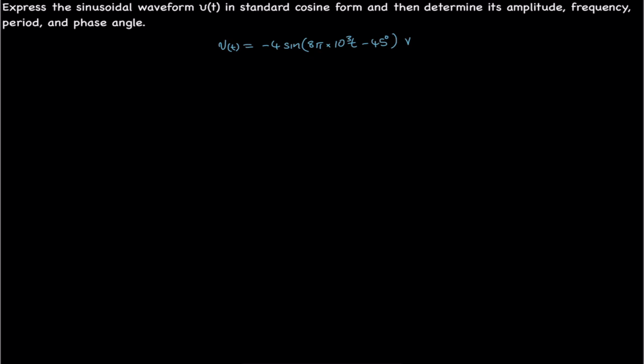So to do this, we would want to use a useful trigonometric identity, and that is to express a negative sine to positive cosine. The identity that we should use is cosine x equals plus or minus sine x plus or minus 90 degrees. By using this, we see that we have a negative sine, so we add positive 90. So we go ahead and add 90.